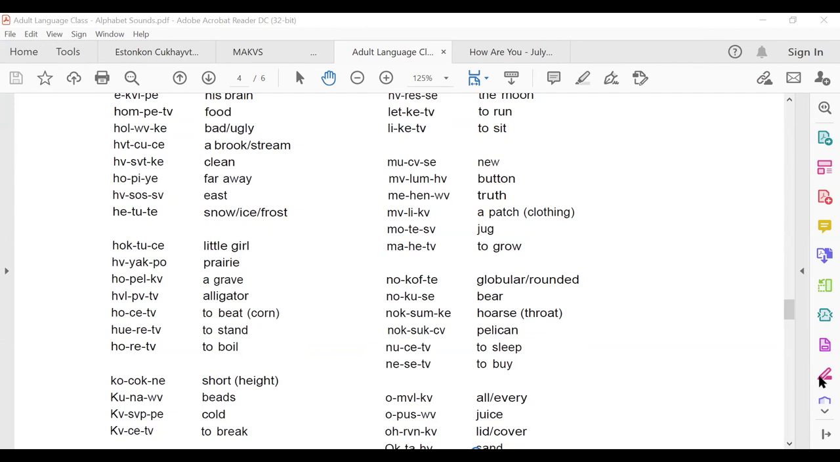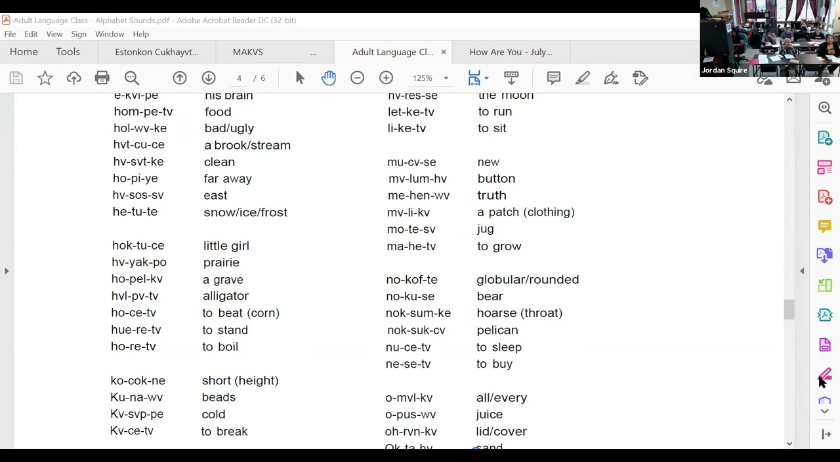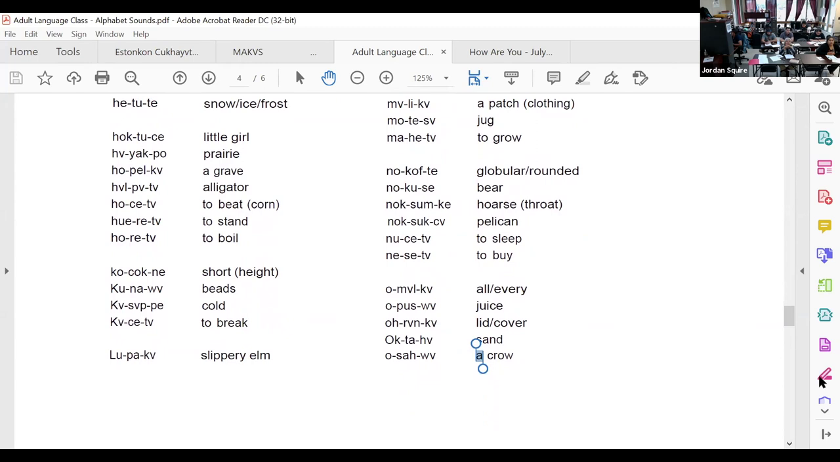Okay, let's go back to bad and ugly. Holwagi. Remember? Holwagi. Okay, a brook or a stream? Hachoji. Clean, hashatki. Far away, Hobeyi. East, Hasosa. Ice, snow, or frost? Hidodi. A little girl, Hokuchi. A peri, Hayako. A grave, Hobilga. Alligator, Halbada.